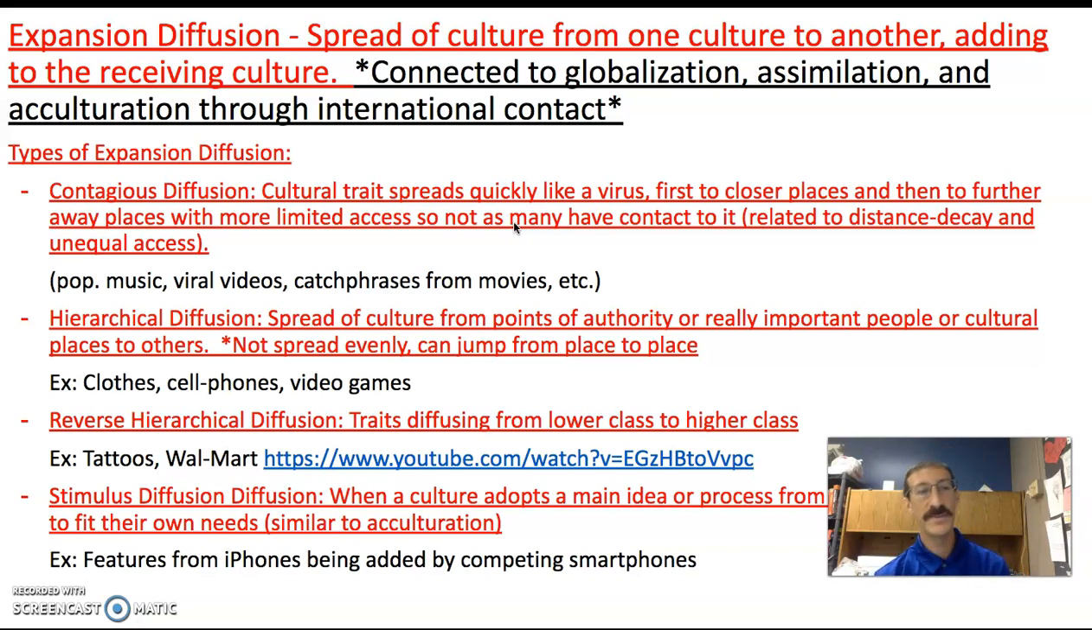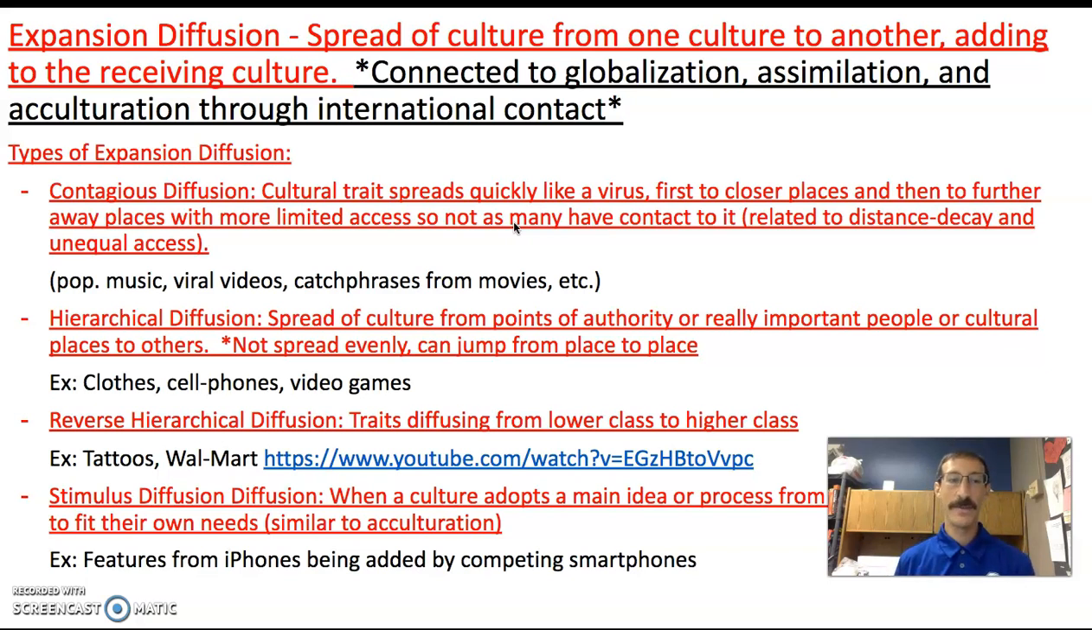So the types of expansion diffusion: we have contagious diffusion, so it spreads like a virus. Kind of ironic that this is being mentioned during the time of COVID, but it is spread like a virus. So first to closer places, then to further away places with more limited access. Not as many people may have contact with it. So it's related to the idea of distance decay and unequal access. The further away you are from something, either physically or in terms of the materials and resources you have, the less likely you are to understand this stuff coming in. So again, the idea could be kind of like a virus.